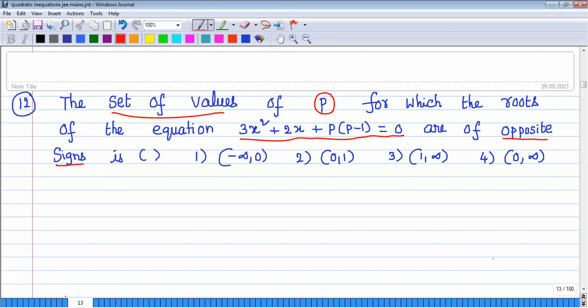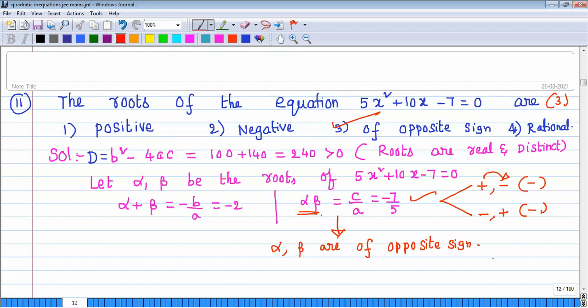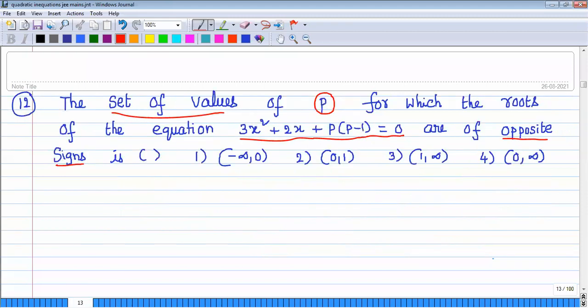You need to use this concept. If alpha beta is less than 0, then alpha comma beta are of opposite signs. In reverse order: here alpha beta are of opposite sign, so alpha beta must be less than 0. Then you will get the answer. We need to do the converse of the previous problem. Solution.